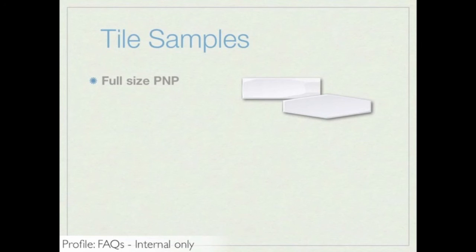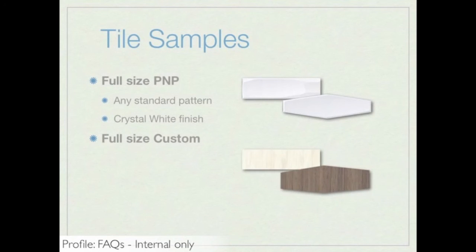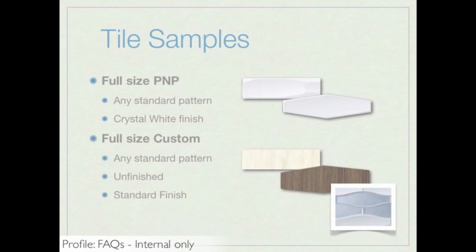The pick and pack samples can come in any standard pattern with crystal white finish, and the custom samples can come in any standard pattern, unfinished, or with any standard finish. Tiles are also available in the pick and pack chroma color per tiles pattern. Be aware that smaller samples can be requested. In these cases, the larger samples will simply be cut into smaller pieces, such as a 4x4 inch piece.